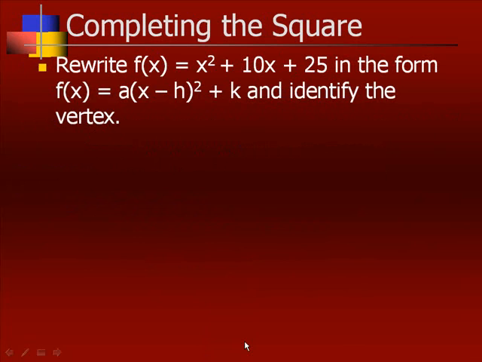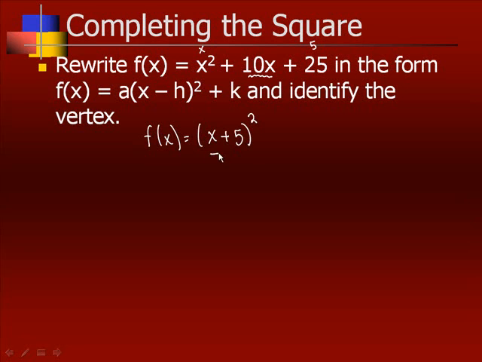Rewrite f of x equals x squared plus 10x plus 25 in the form f of x equals a times x minus h squared plus k, and identify the vertex. Now this should be something like the circle formula we did earlier. Actually, this one is a perfect square trinomial. This is a perfect square of x. This is a perfect square of 5. 5 times x is 5x, doubled gives us 10x. So we know that this one is going to factor automatically as x plus 5 squared.